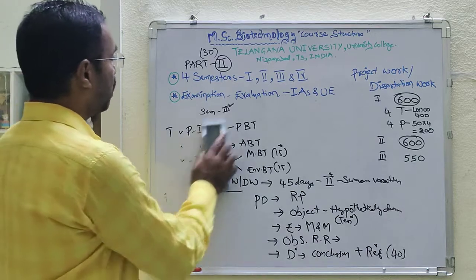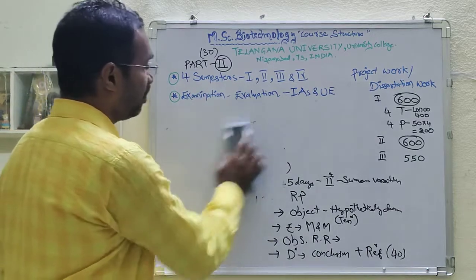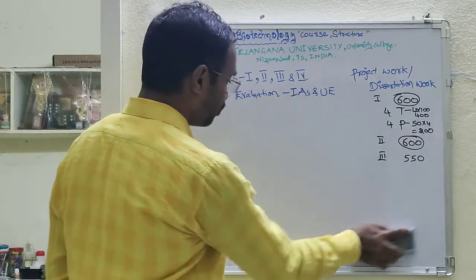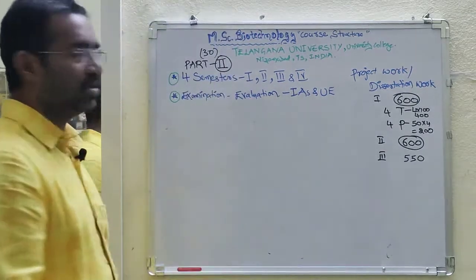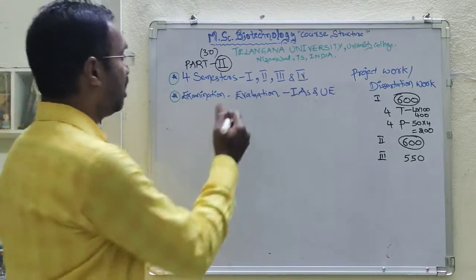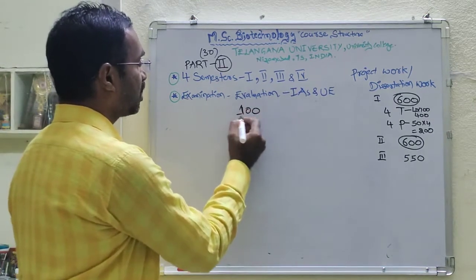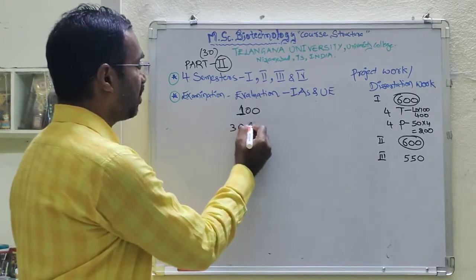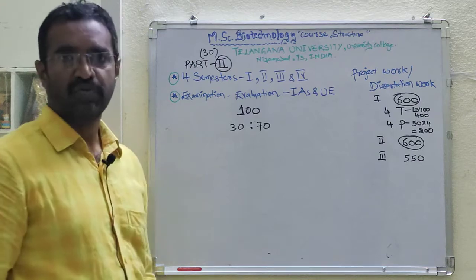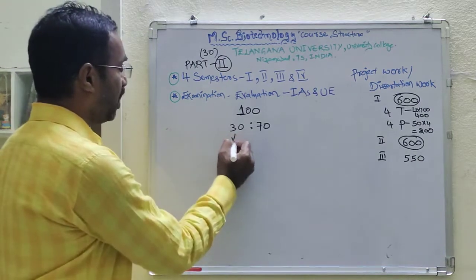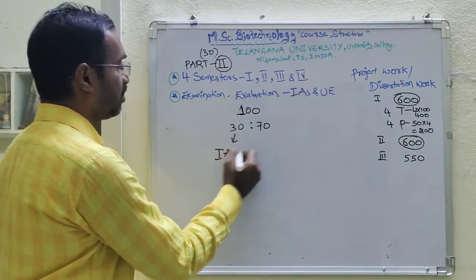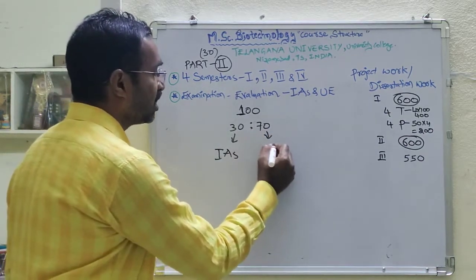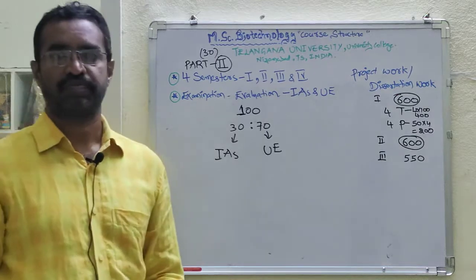Now I want to tell you about the examination evaluation system in our Telangana University. As I told you, the theory paper has 100 marks. This 100 marks is divided in a ratio of 30:70. For the 30 marks we are going to conduct internal assessments, and for the 70 marks we are going to conduct the university exam or external examination.